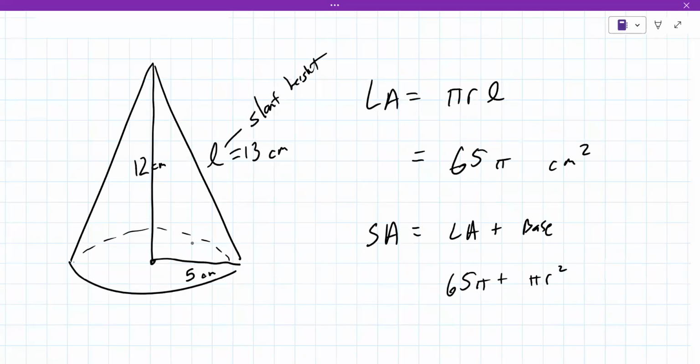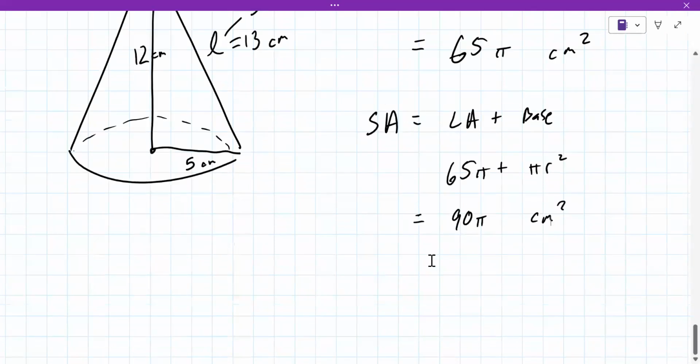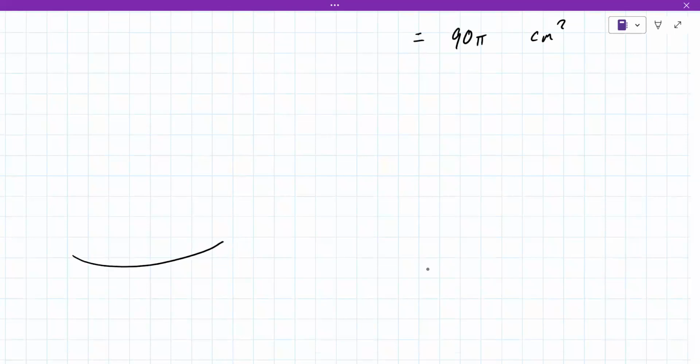pi r squared, which is 5 squared, which is 25. So 25 plus 65 gives me 90 pi centimeters squared. Really good.